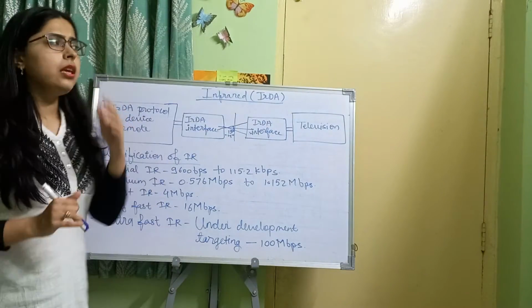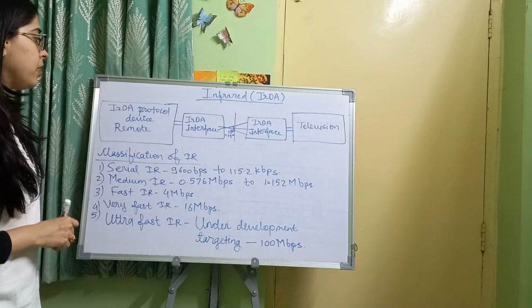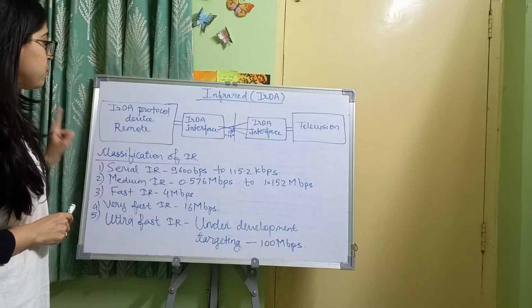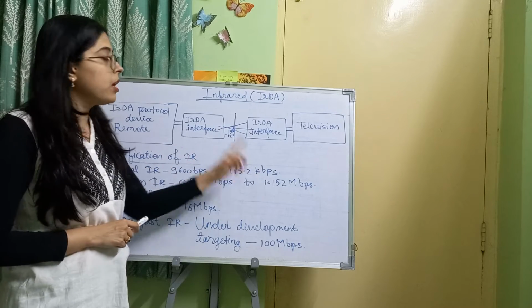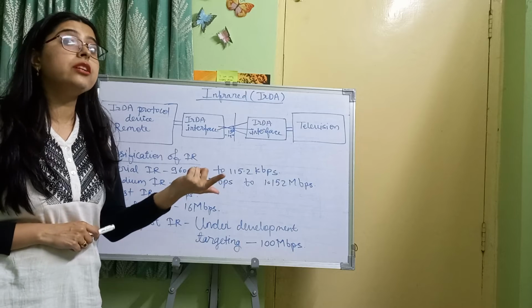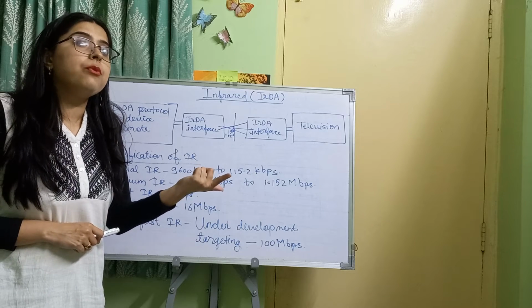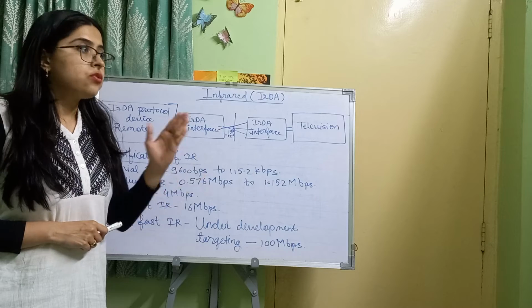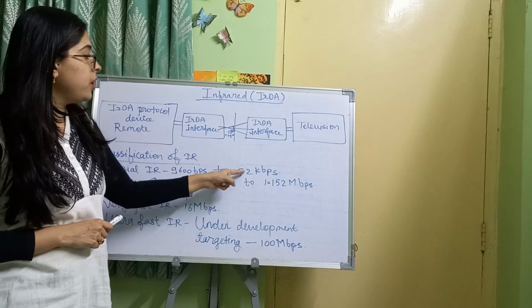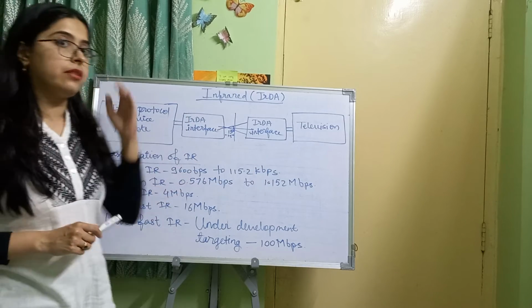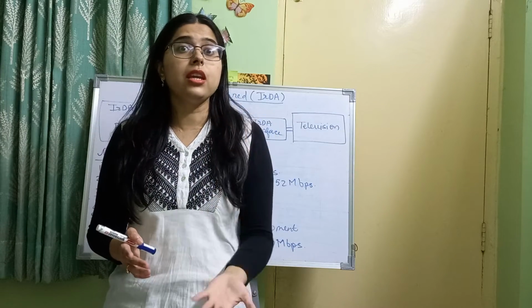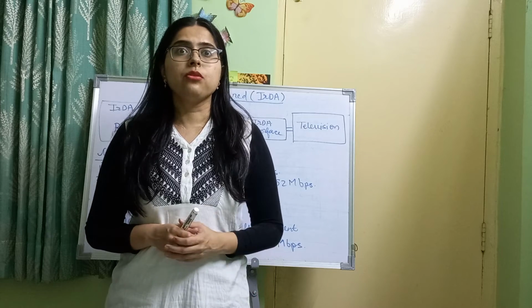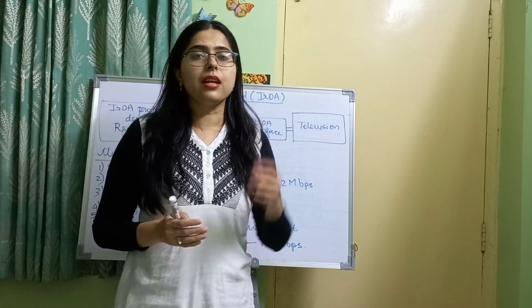First we will talk about the physical layer. In the physical layer, data is transmitted at a speed of 9.6 kbps to 115.2 kbps in physical layer 1.0, and in physical layer 1.1, data is transmitted at a speed of 115.2 kbps to 4 mbps. So these are the transmission rates. In the physical layer itself, there are variations of transmission rates.